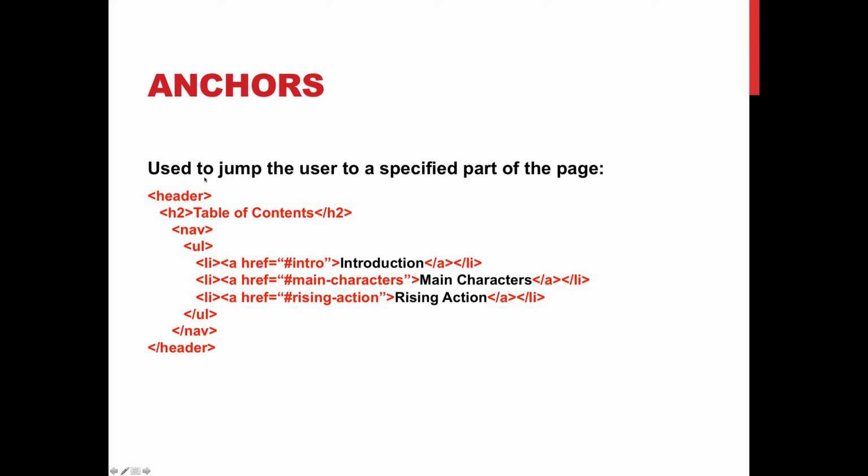Next, anchors kind of work like links. Links jump between websites or between HTML pages. Anchors jump to specific spots within a web page. So let's say that you're at the top. In this case, we say table of contents right here, and it's a header 2, so it means it's a pretty large header. And then underneath that, you might have introduction, main characters, and rising action.